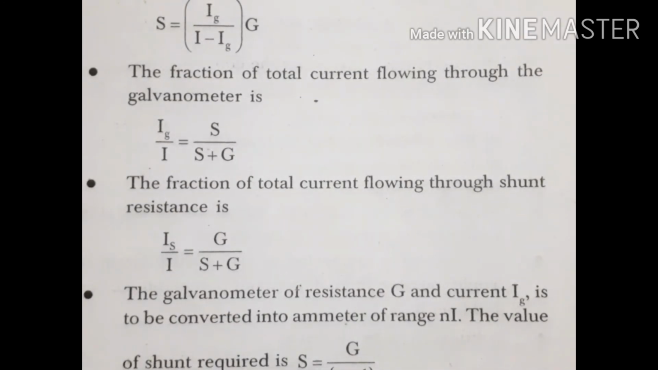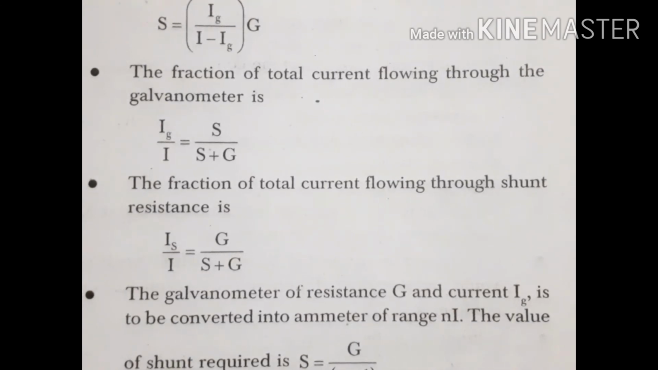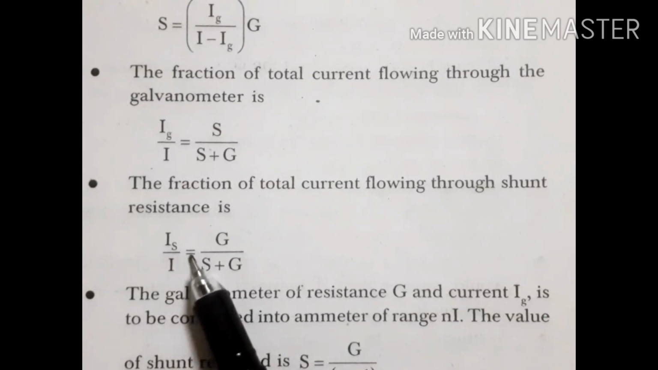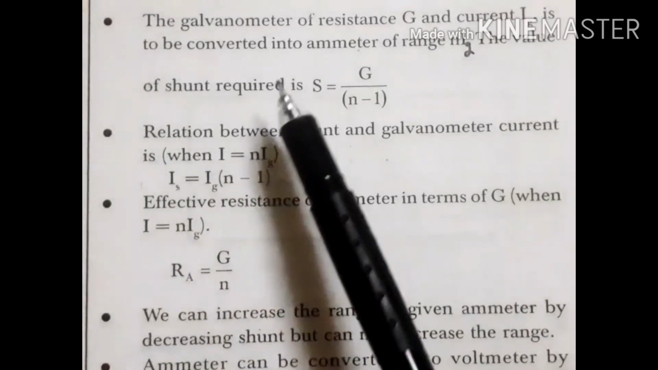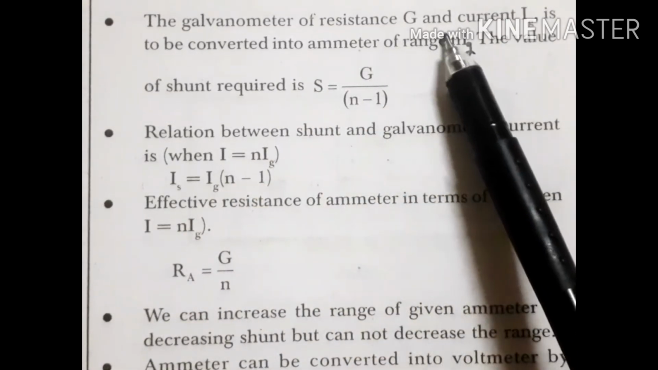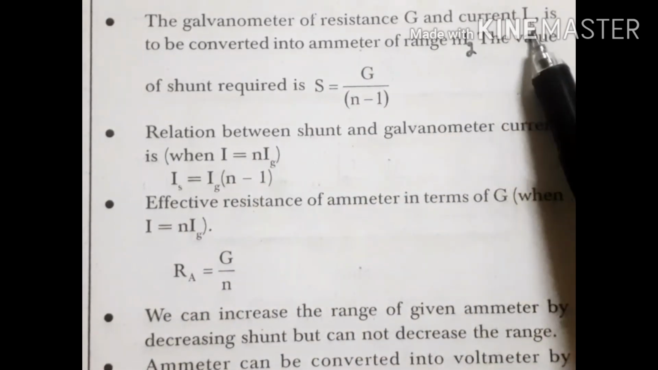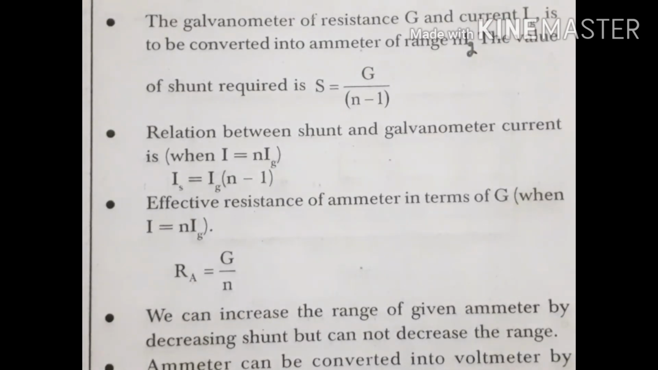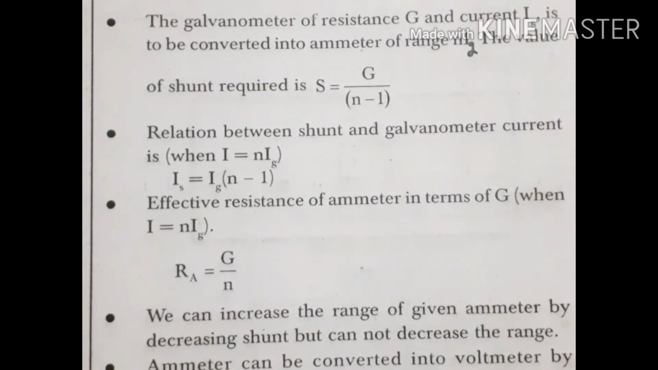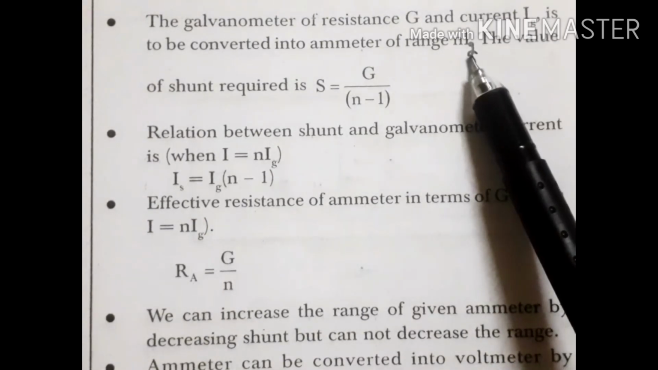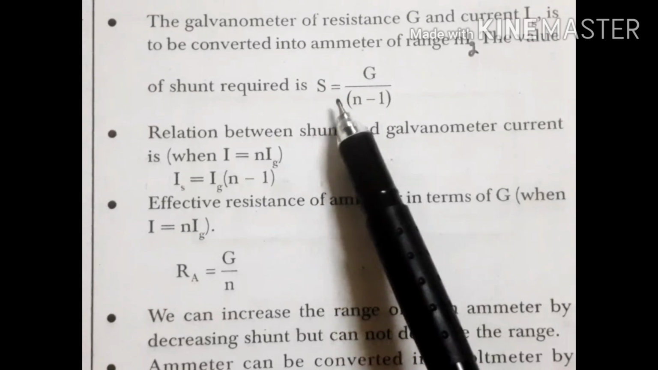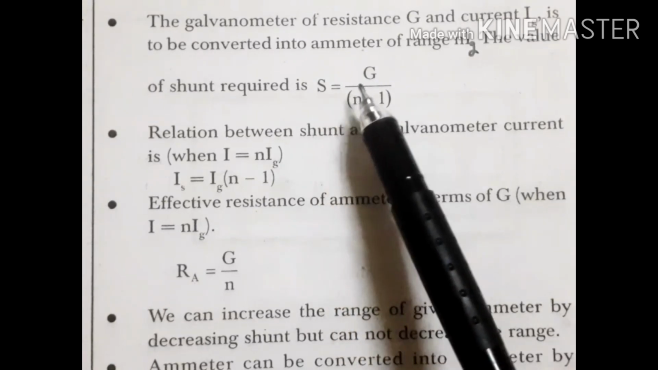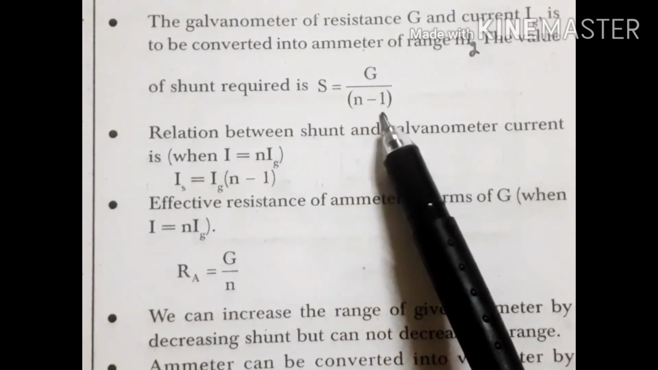Remember the formulas. Ig divided by I is equal to S divided by S plus G, and Is divided by I is equal to G divided by S plus G. The galvanometer of resistance capital G and current Ig is to be converted into an ammeter of range n times the galvanometer current. Then the value of shunt resistance required is S is equal to G divided by n minus 1.